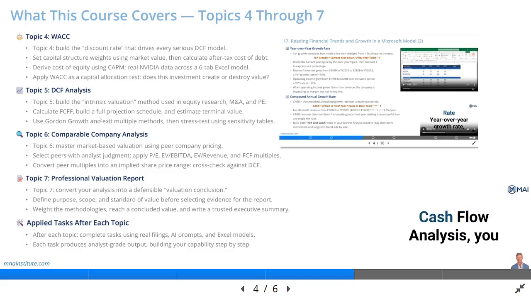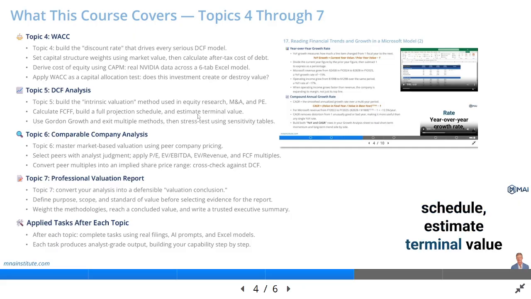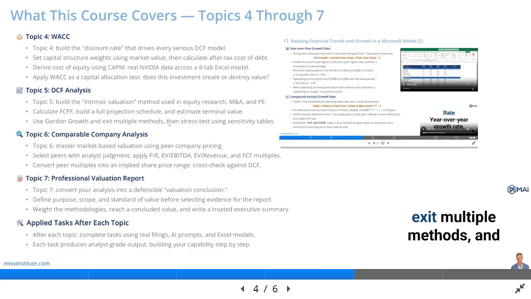In Course 5, Discounted Cash Flow Analysis, you will build the intrinsic valuation method used in equity research, M&A, and private equity. You will calculate FCFF, build a full projection schedule, estimate terminal value using Gordon growth and exit multiple methods, and stress test the implied share price using sensitivity tables.